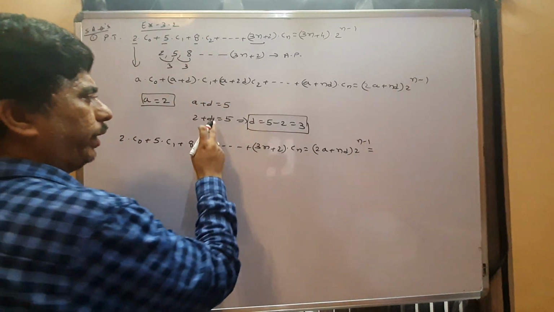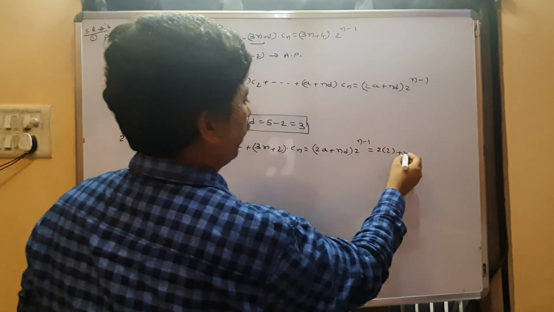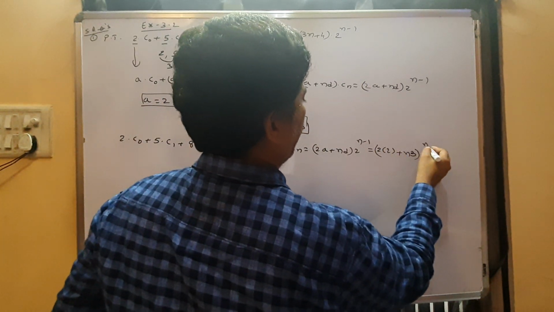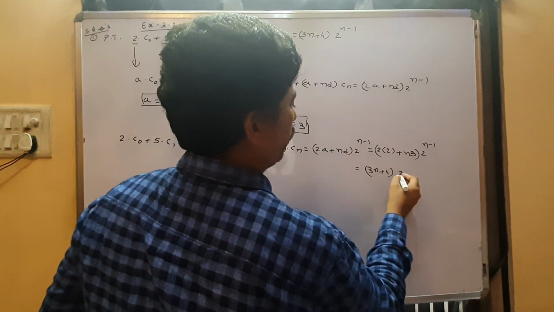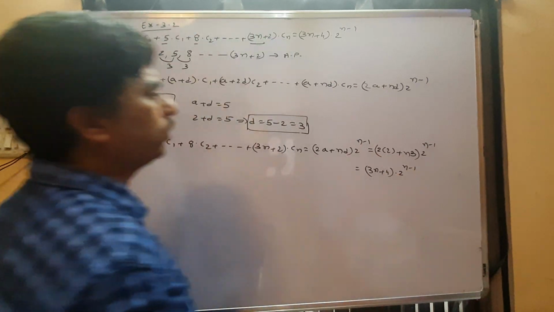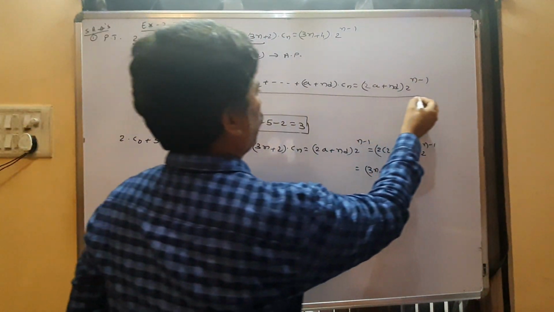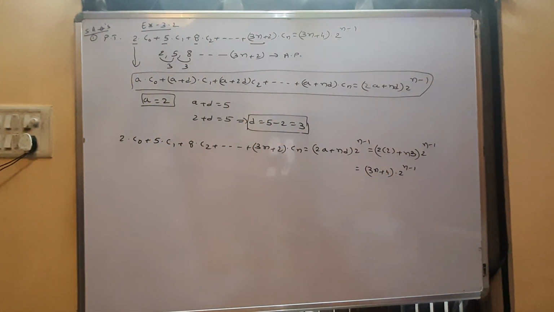So 2 into a, 2 into 2, plus n into d value, which is 3, into 2 power n minus 1, that equals (3n plus 4) into 2 power n minus 1 is the value. You have to use this formula, we get the answer. One more method also we have, but you can follow one method. Copy the problem.